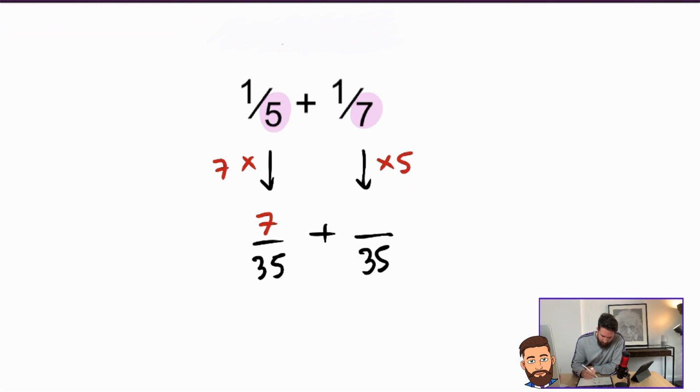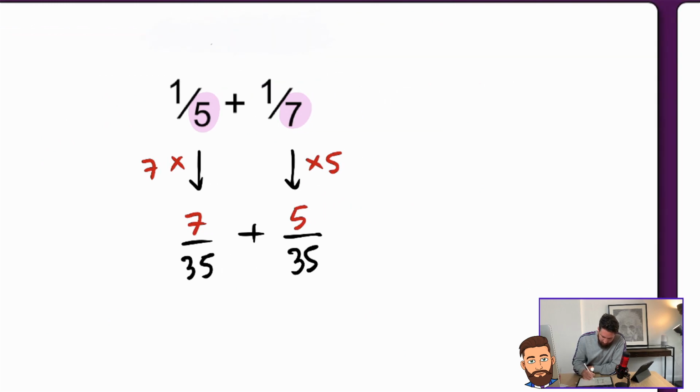A very common mistake here is students make the bottom number the same, and they forget to times the top number, so they would have 1 here, which would also be wrong. So we have to remember to times it by 7, which will give you 7. And if we go ahead and do the same to this one here and times the top by 5, we'll end up with 5. Now we're allowed to add these fractions together.